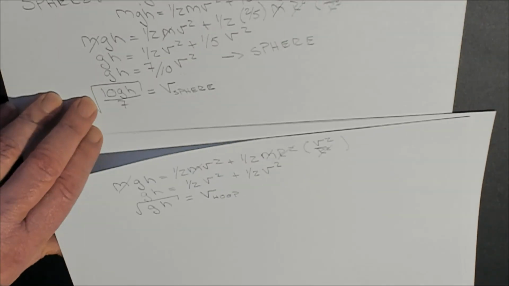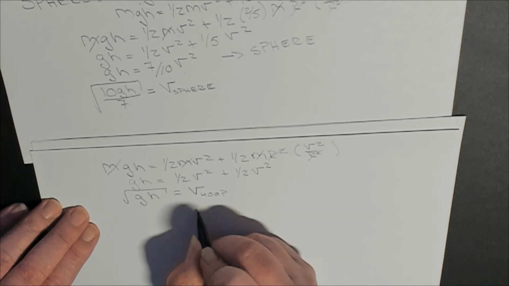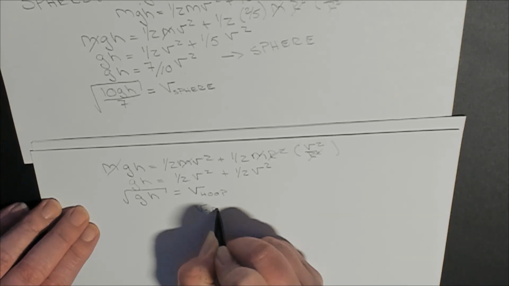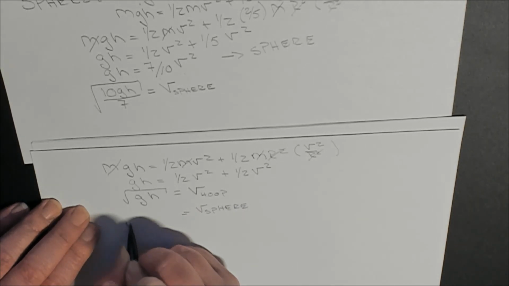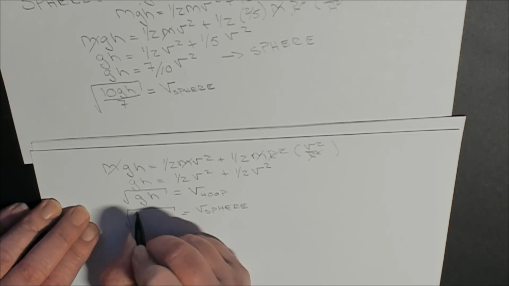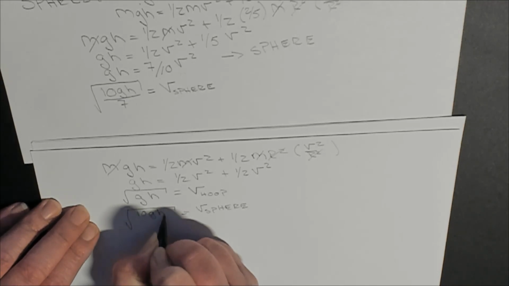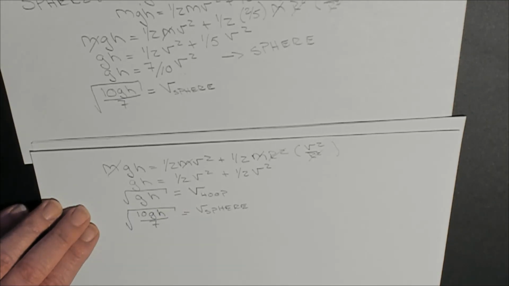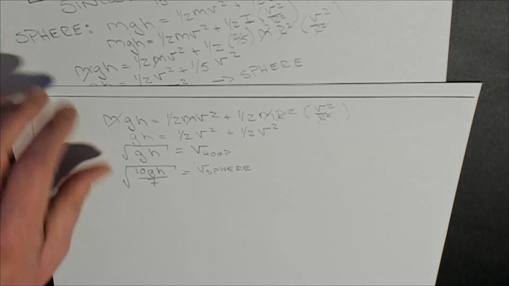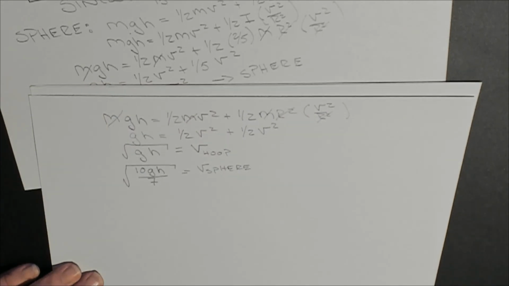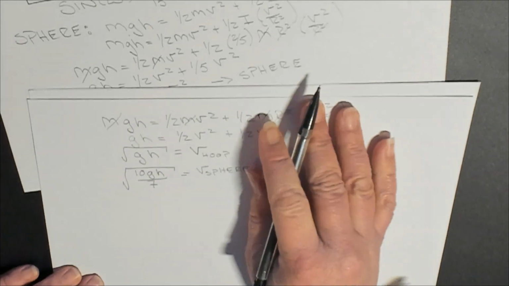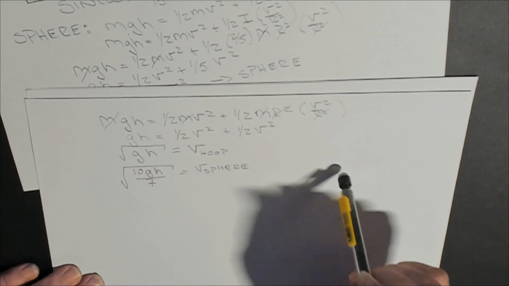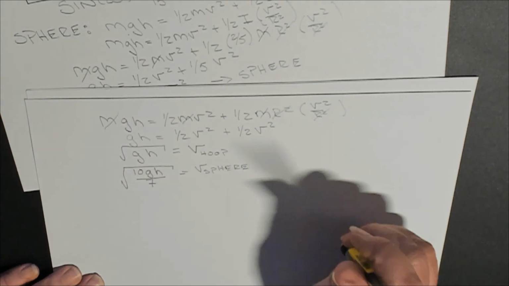So let's compare that to my v of the sphere. What do we get? Sphere was square root of 10 gravity height over 7. So a couple interesting things there, right? The velocity didn't depend on the mass. And the radius of either didn't have any kind of impact. It's like they don't matter, which is kind of sad, I suppose.